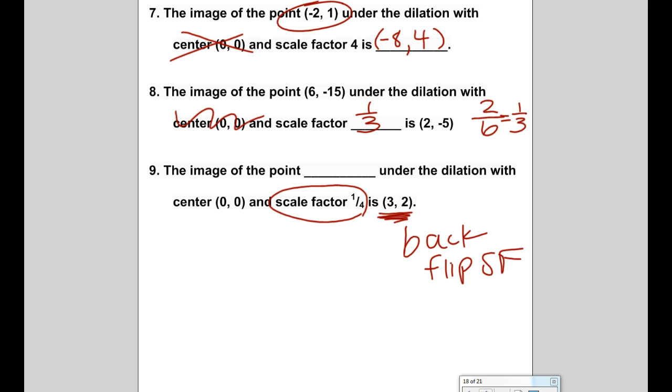Lewis, what's the answer? 12, 8. So if I take 12, 8 and I multiply by 1/4, do I get 3, 2? Yes. 12 times 1/4 is 3. 8 times 1/4 is 2. So you can always check your answer.